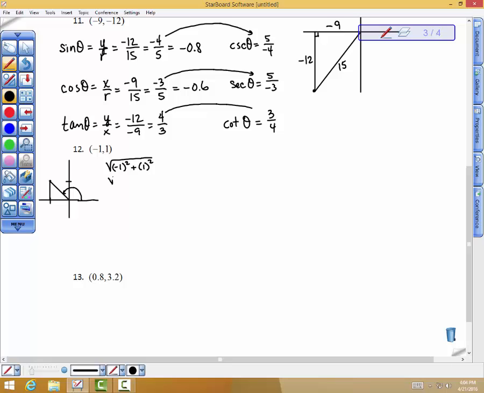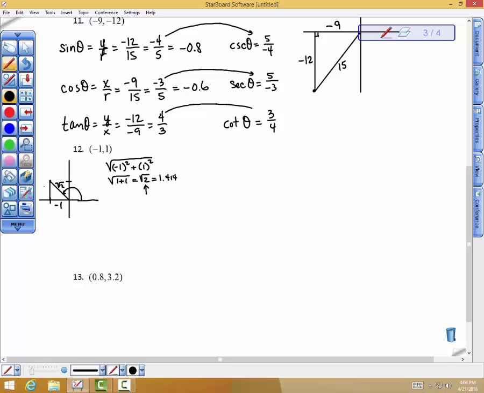That's 1. 1 plus 1 is 2, and the square root of 2 is 1.414. We would typically leave that square root of 2 as is. That makes for an exact answer instead of an approximate. So we would say that this hypotenuse is the square root of 2.